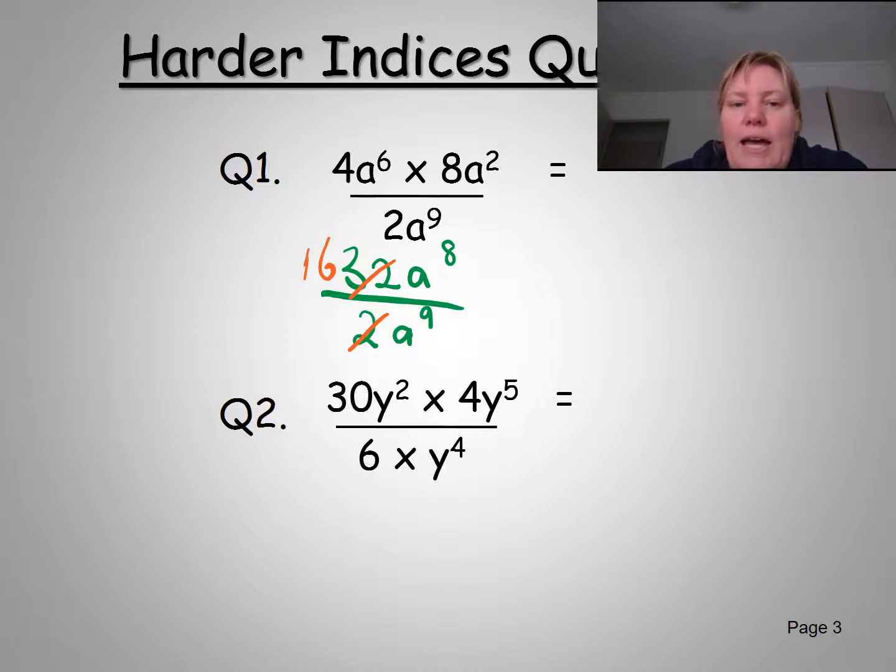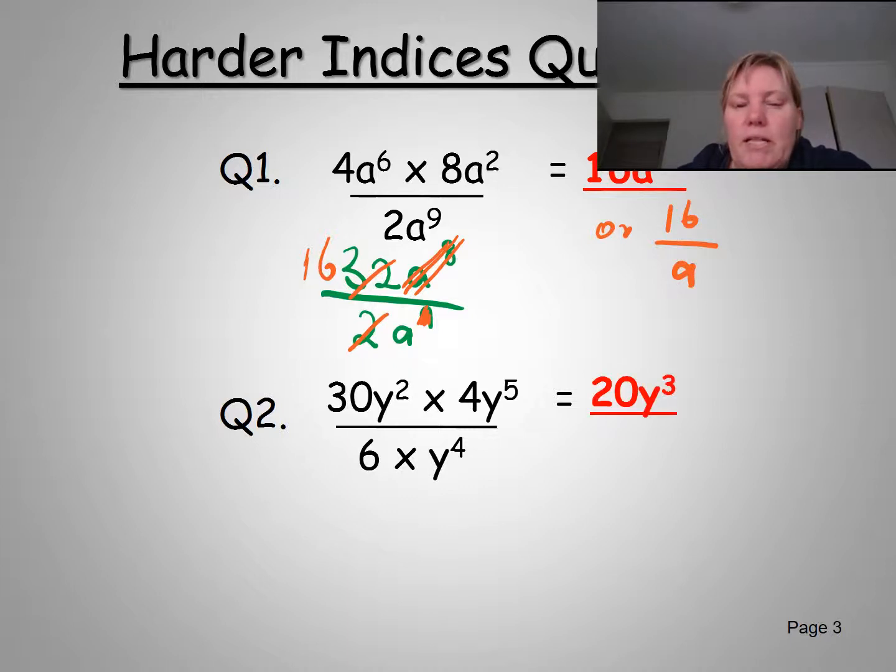Now there are 8 on top and 9 on the bottom, so these are all going to go, and you're going to be left with 1a on the bottom. So my answer is going to be 16a to the negative 1, or I like to write it as 16 over a, which is a nicer format. All right, that leaves everything where it was. So the 16 was left on the top and the a was left on the bottom.